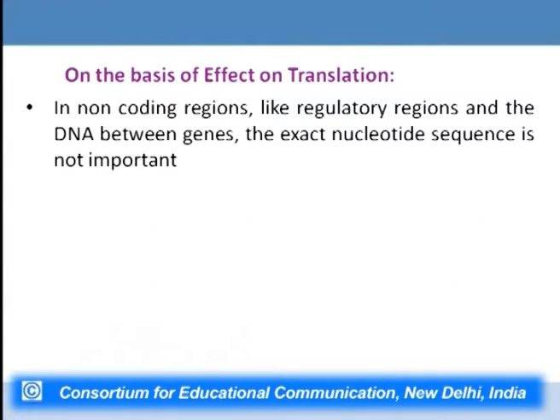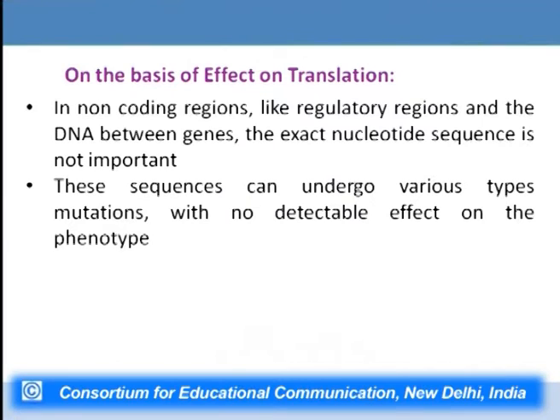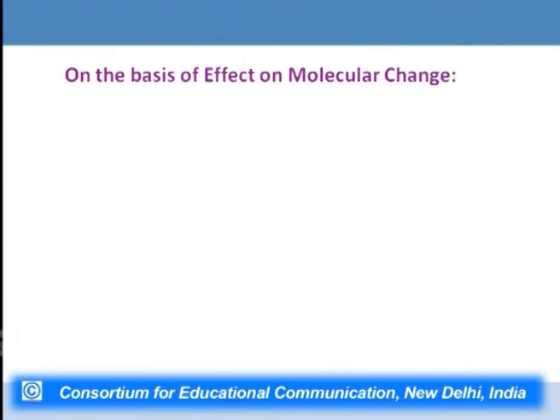Now, on the basis of effect on translation, in non-coding regions like regulatory regions and the DNA between genes, the exact nucleotide sequence is not important. So, mutation can occur frequently at these positions, and there will not be any detectable effect on the phenotype.